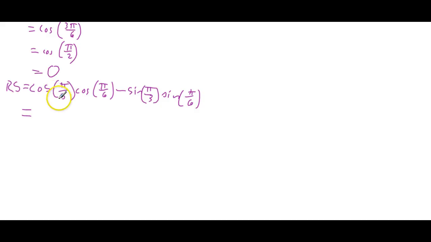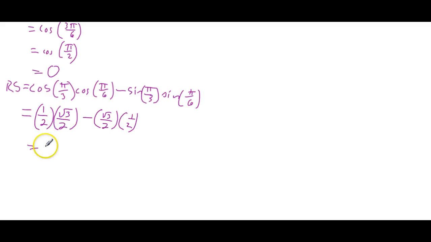Equals, okay, so the cosine of pi over 3 is 1/2. We'll just throw these in parentheses, because we're multiplying. Cosine of pi over 6 is root 3 over 2, minus the sine of pi over 3, which is root 3 over 2, and the sine of pi over 6, which is 1/2.